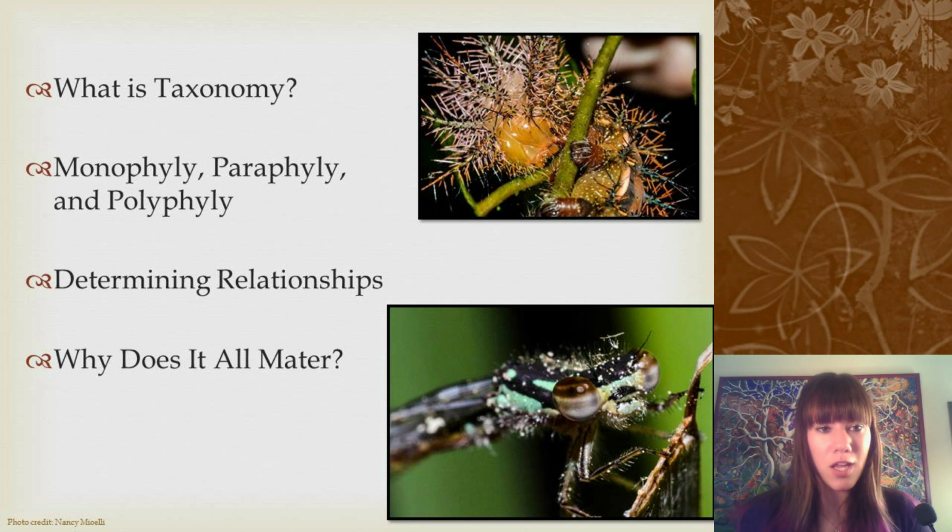And today we're going to be talking about what is taxonomy, what is monophyly, paraphyly, and polyphyly, and why are paraphyly and polyphyly problems. We're going to be talking about how you actually determine relationships between organisms, and then talk about why does all of this matter.